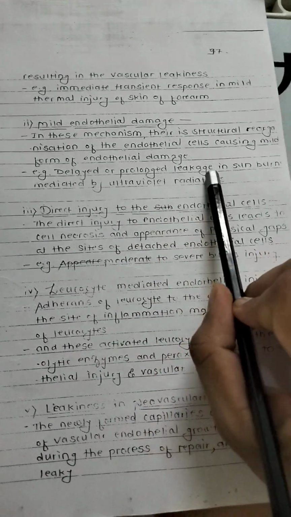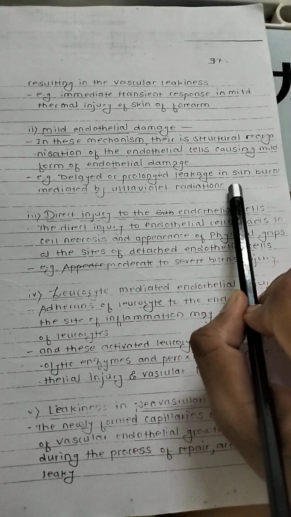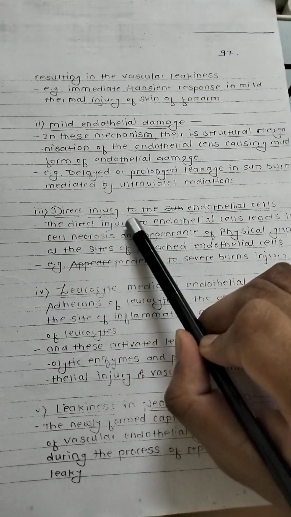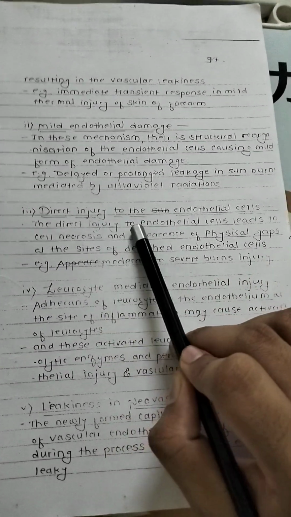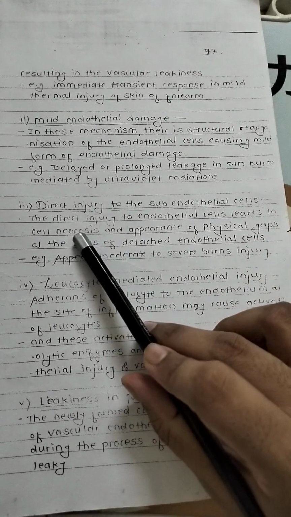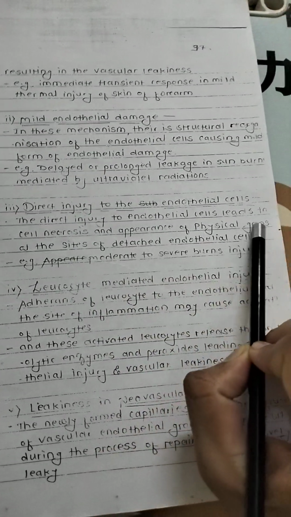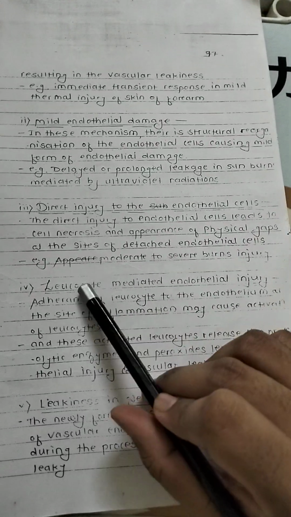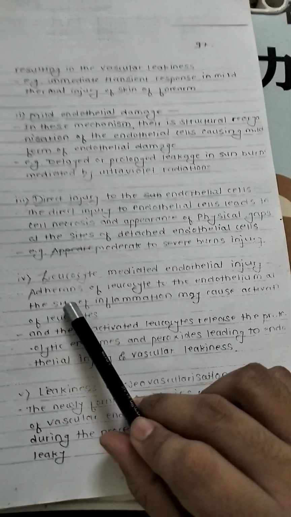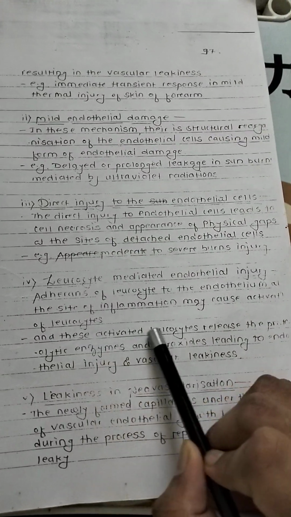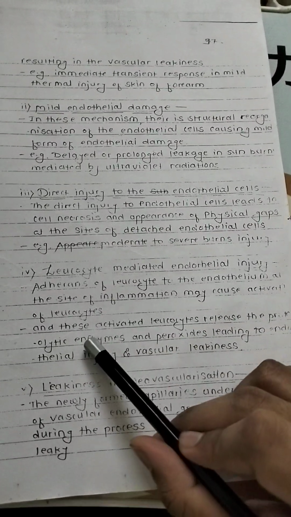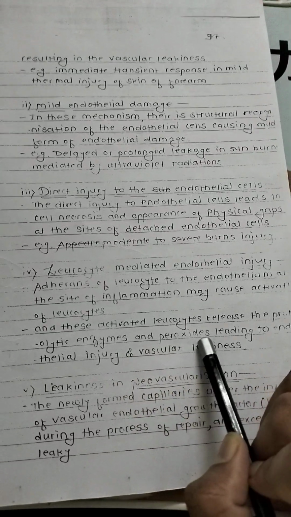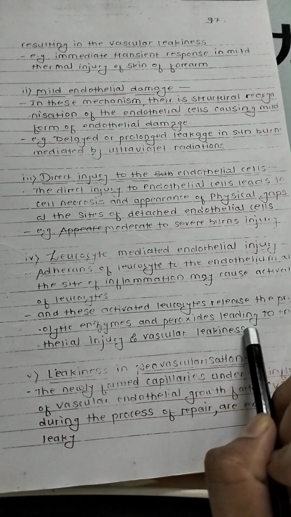Delayed or prolonged leakage occurs in sunburn mediated by ultraviolet radiation, which is direct injury to the endothelial cells. Direct injury to endothelial cells leads to cell necrosis and appearance of physical gaps at the site of detached endothelial cells, as in severe burn injury. Leukocyte-mediated endothelial injury: adhesion of leukocytes to the endothelial site during inflammation may cause activation of leukocytes, and these activated leukocytes release proteolytic enzymes and peroxides, leading to endothelial injury and vascular leakiness.